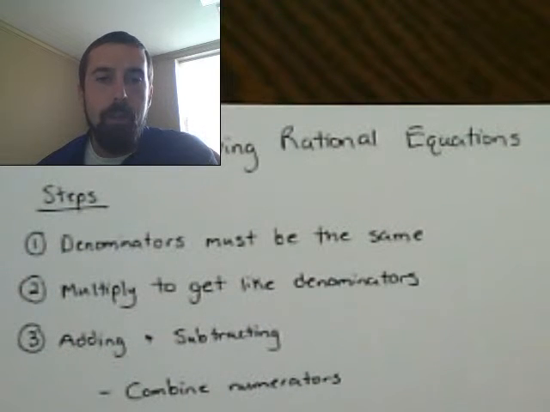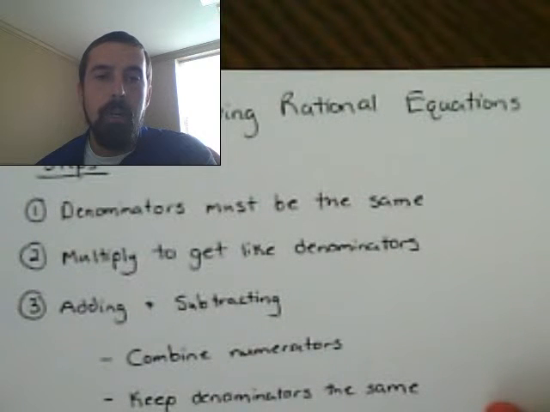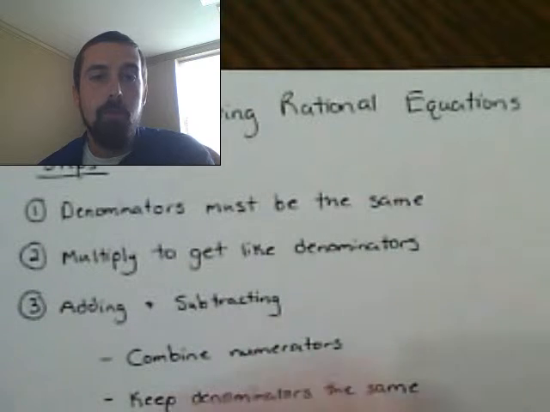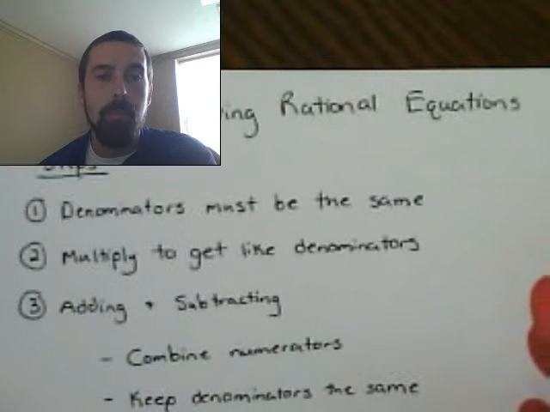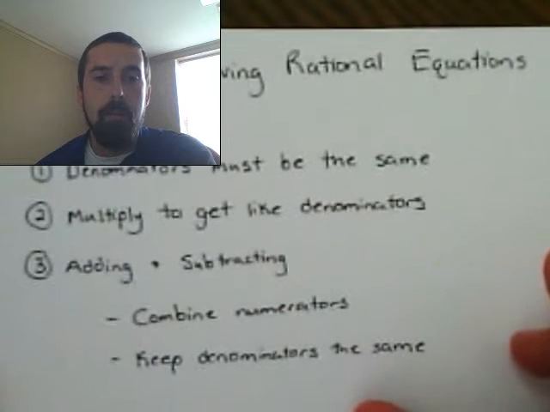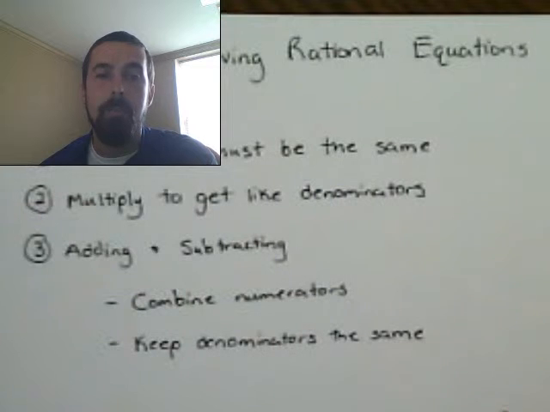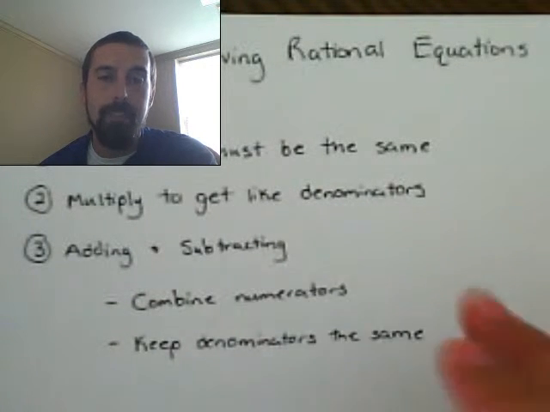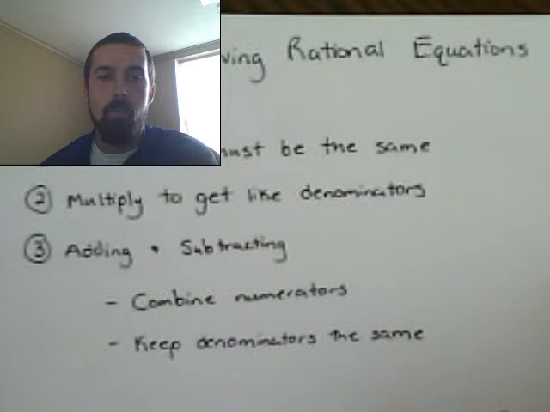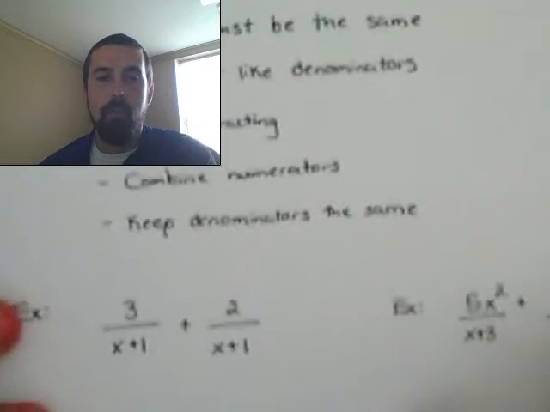We got to make sure, number one, that our denominators must be the same when we add or subtract. They must be the same. Number two, if they're not the same, you need to multiply to get like denominators, and you'll kind of see that in the example of what's going on there. And number three, if we're adding or subtracting, after we get the denominators to be the same, we're going to combine the numerators and we're going to keep the denominators the same. Again, it's better to see it as I work it out and then kind of reference back to the steps. So let's kind of take a look at some.